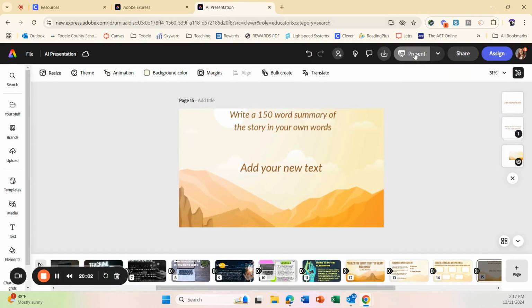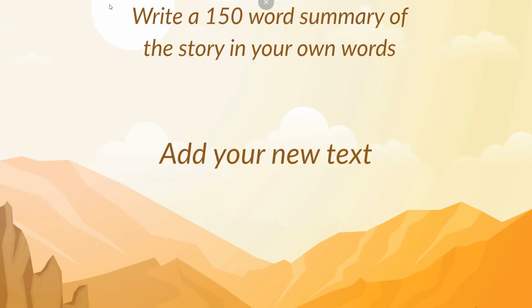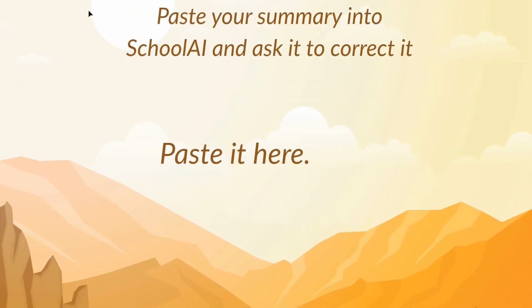After that, my next part is: write a 150-word summary of the story in your own words, and I'd have them click it here. They would add the text of their summary. I say it has to be 150 words. Then I tell them, okay, now paste it into School AI and ask it to correct it. And then I would have them paste it here.